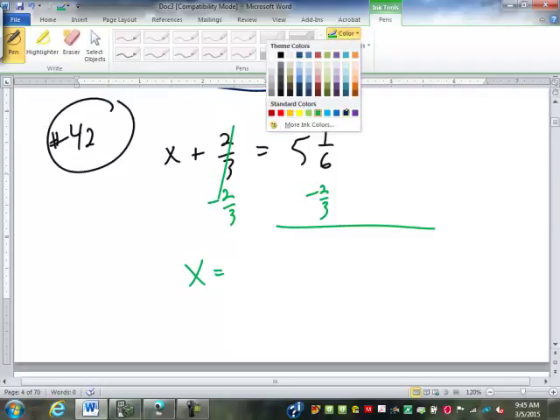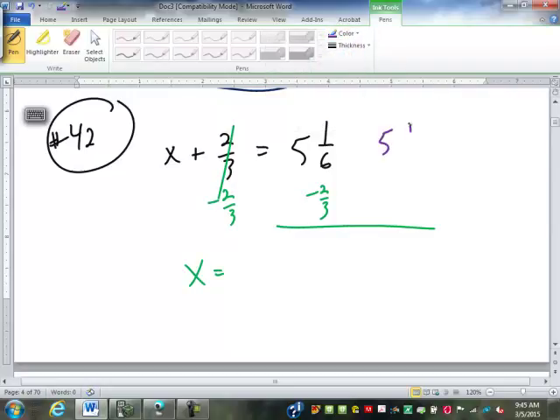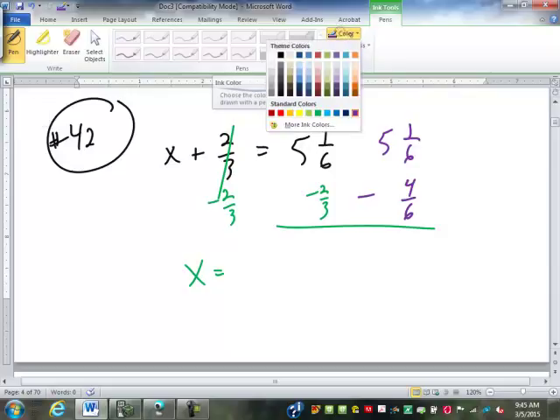Do we want to make it 4/6? Anybody have an opinion on that? Yeah. Okay, we will. Do we have to have a common denominator? Yes, we do. We're subtracting. Adding or subtracting, we need the same name. Now what?